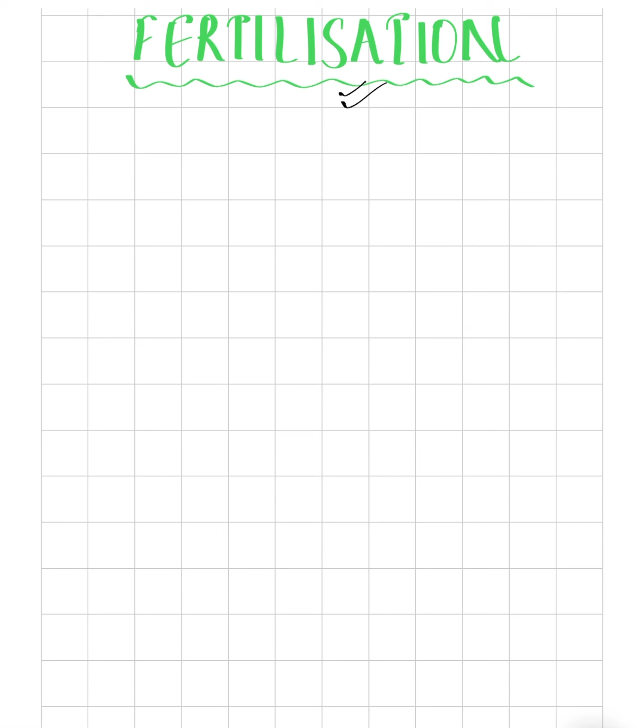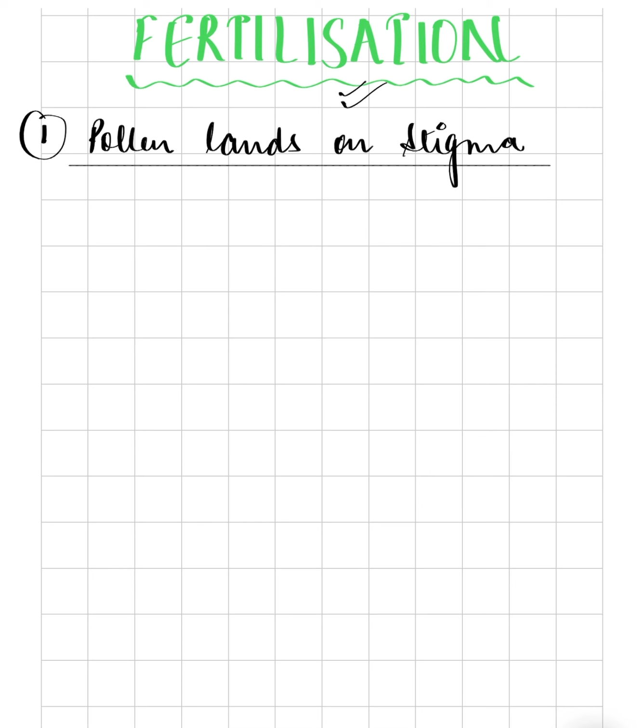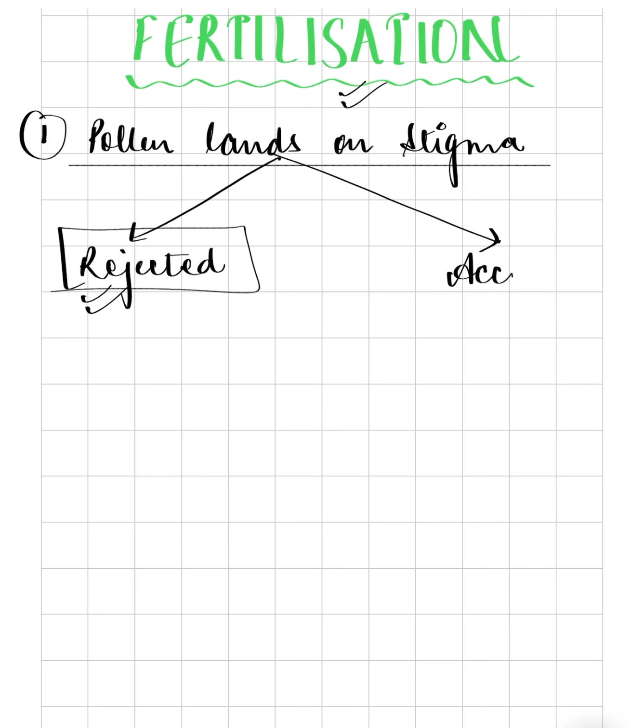So let's start with the very first step, that is the pollen lands on stigma by the process of pollination. So when the pollen lands on stigma, it could be rejected if it is self-incompatible or belongs to a different species. It could be accepted if it is compatible and belongs to the same species. Please note that the acceptance or rejection depends on the chemical dialogue between pollen tube and stigma.